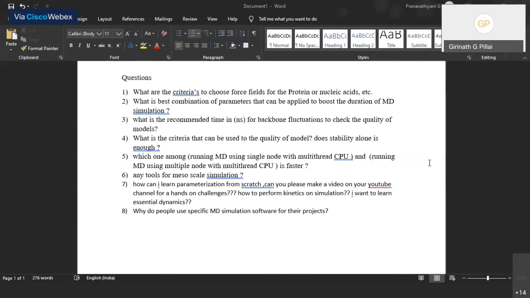Okay, so it may depend on the type of molecule, I guess. Exactly what you said. It is the problem. That's what I said, the problem statement. What is the complexity?